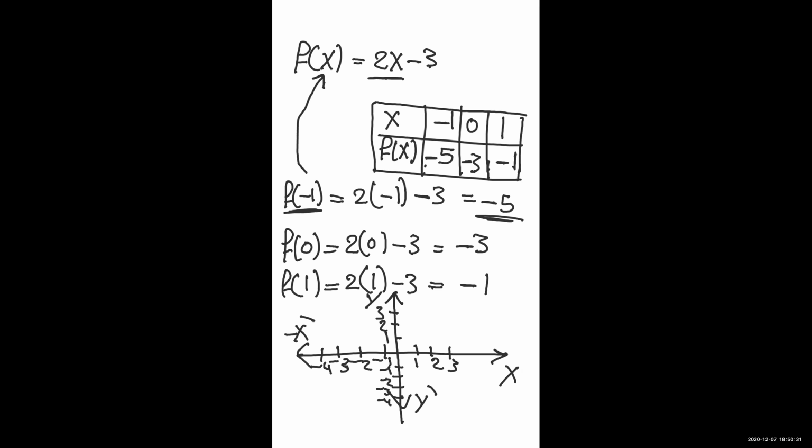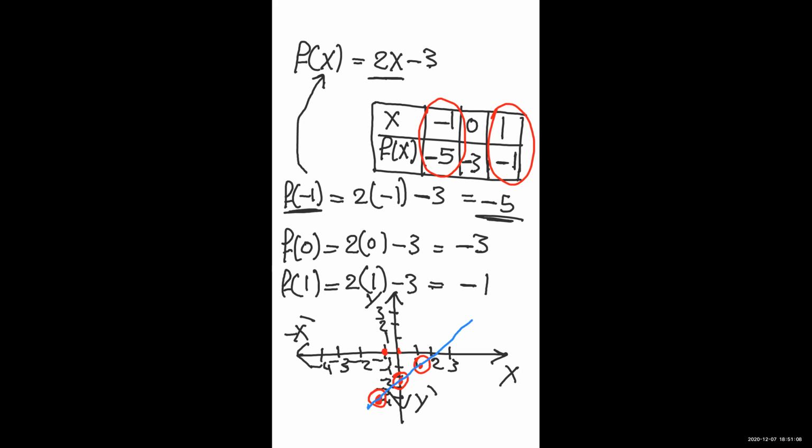The first point, I'm going to represent as -1 and -5. So -1 here on x in the negative direction and -5 here, so it will be down here. Then 0 and -3: 0 on x and -3 on y, so it will be here. And then the last one, 1 and -1, it will be here. Then the next step, I'm going to connect the 3 points as a straight line like this.